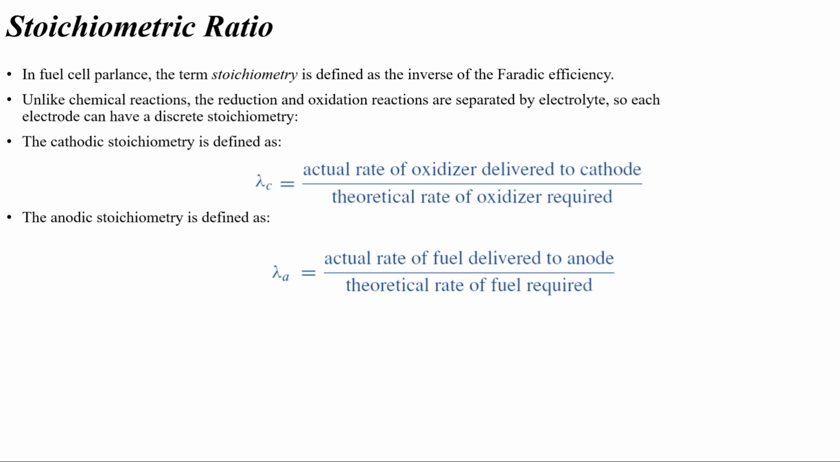Actual fuel amount that we are supplying for power generation divided by the minimum amount of fuel required from the Faraday law. So basically, stoichiometry and Faraday efficiency are inverse of each other, and it determines the parasitic power of the system. We will learn what the parasitic power is.